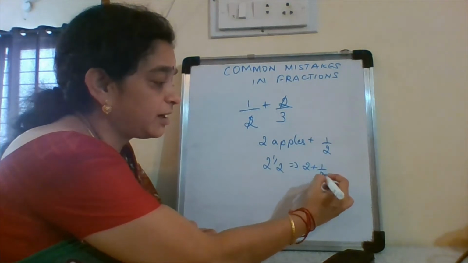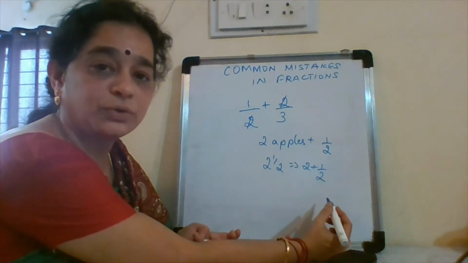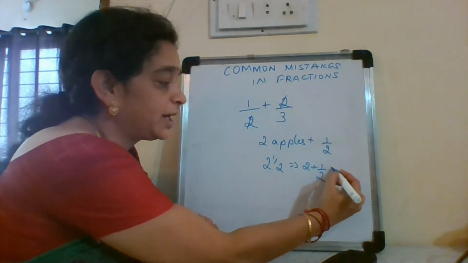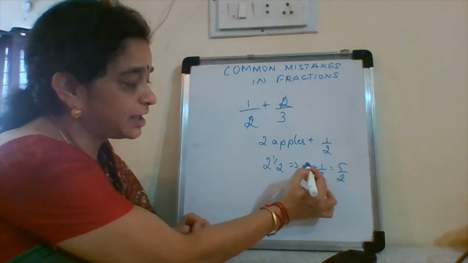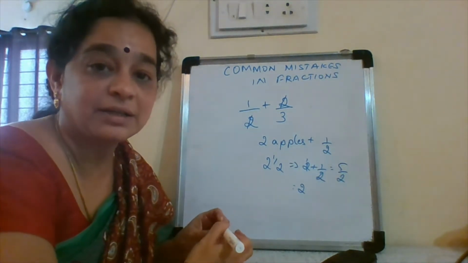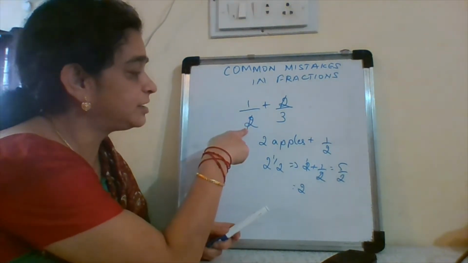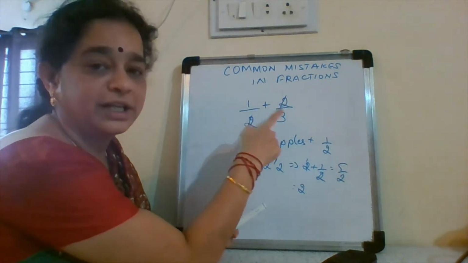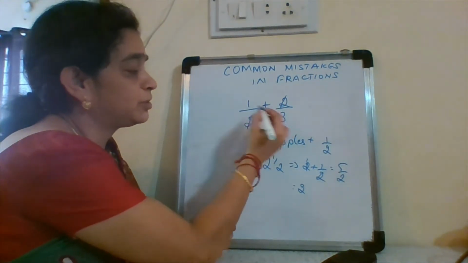2 plus half, right? I'm going to take the LCM. All of you know how to do that part of the addition, and I get 5 by 2. Now if you cancel this and this, you get 1 plus 1, 2, which is not right. So this is a very common mistake, cancelling this 2 and this 2, or any other factors, whenever there is an addition or subtraction.